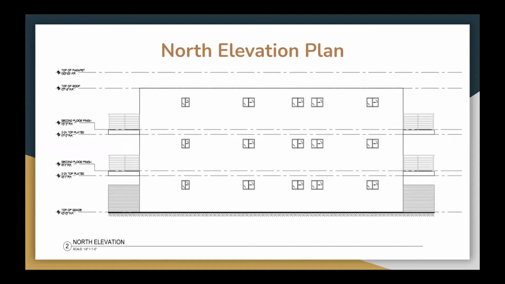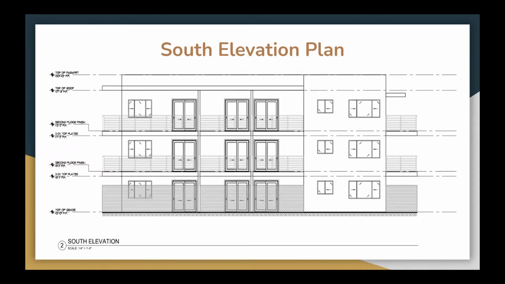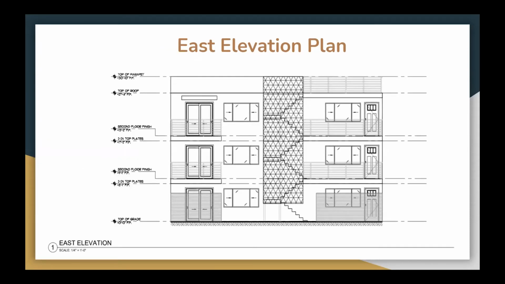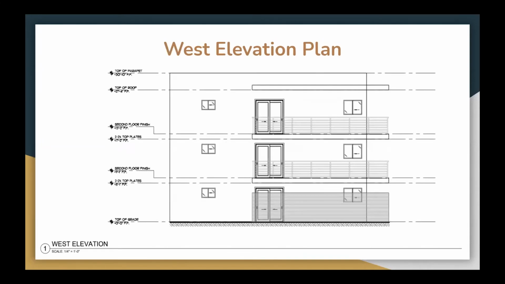Here's the north elevation plan of our building. It would be one of the sides. The south elevation plan, this would be the other side of the building. Here's the east elevation plan. This will be the front main entry of the building. And here will be the west elevation plan, which will be the rear of the building.